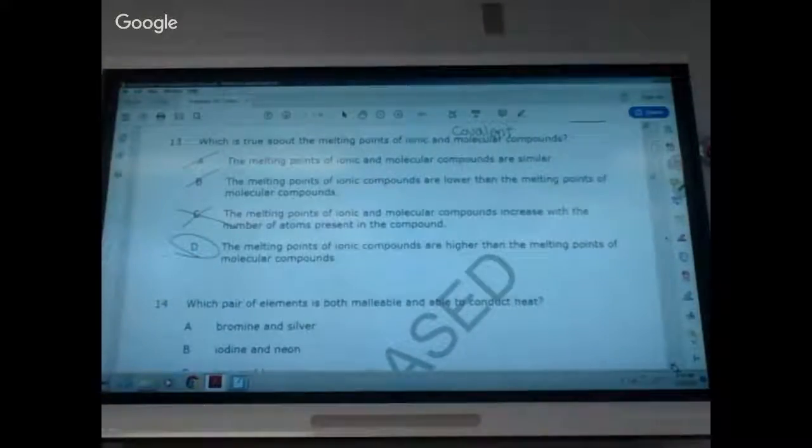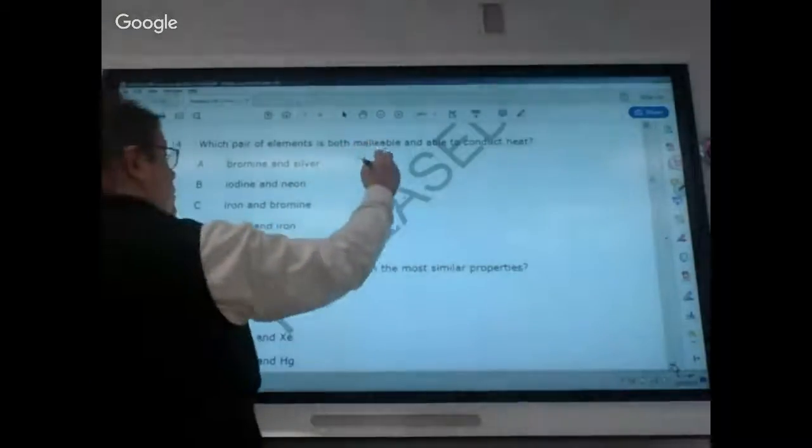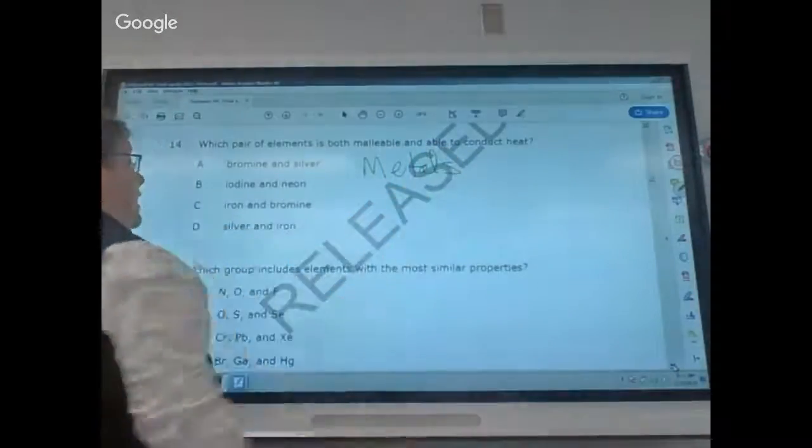Okay. Now, there will be a couple things on the test that we didn't talk about because they're topics we didn't talk about, not because they're reasons we didn't talk about. All right. Which pair of elements is malleable and able to conduct heat? What does malleable and able to conduct heat mean? What does malleable mean? They can bend. Can bend. It can be rolled flat into a sheet. All right. So what type of elements are able to do that? Metallic. All right. So what's the answer?